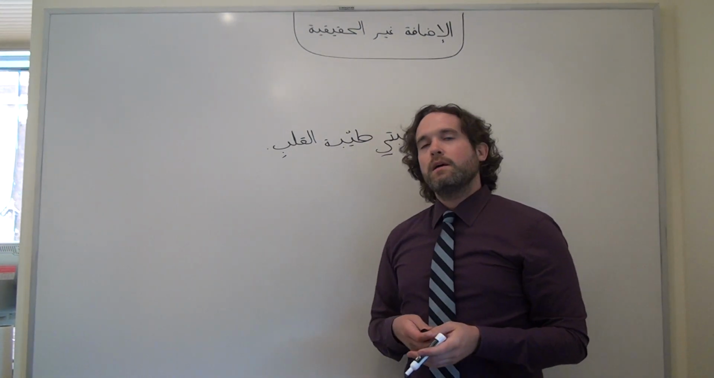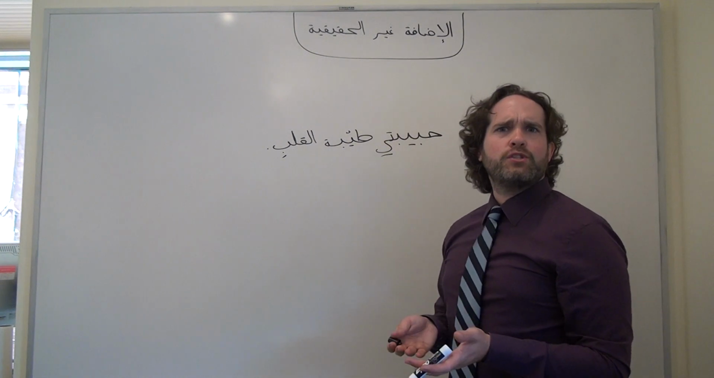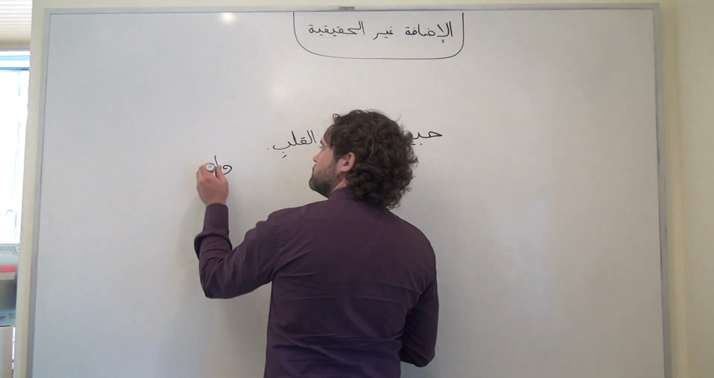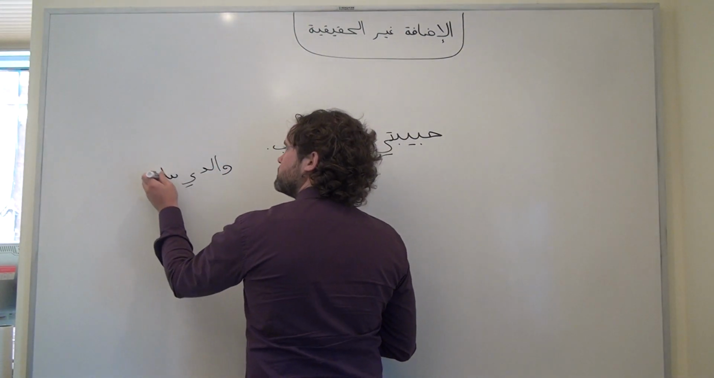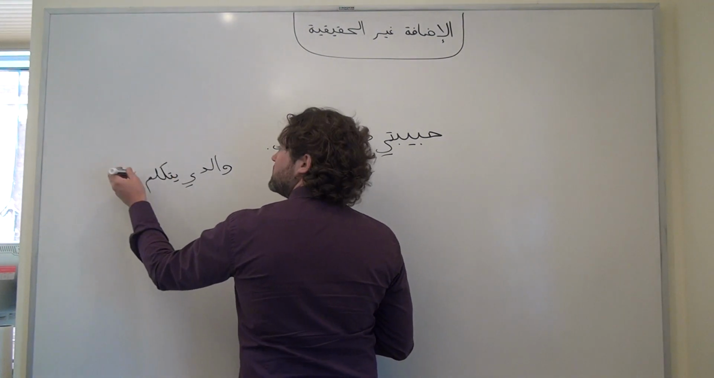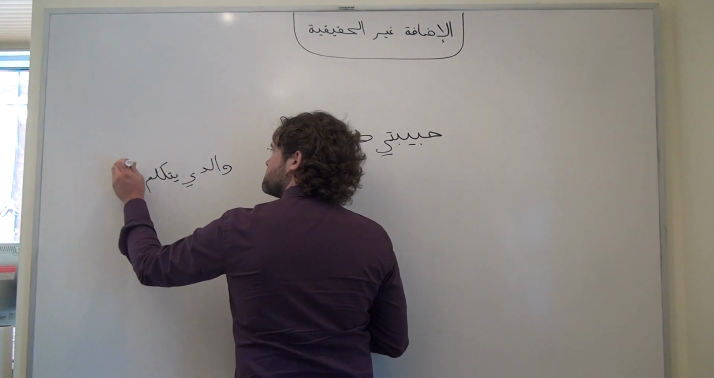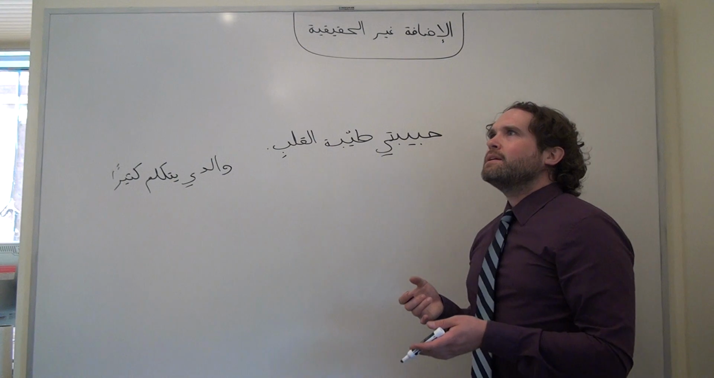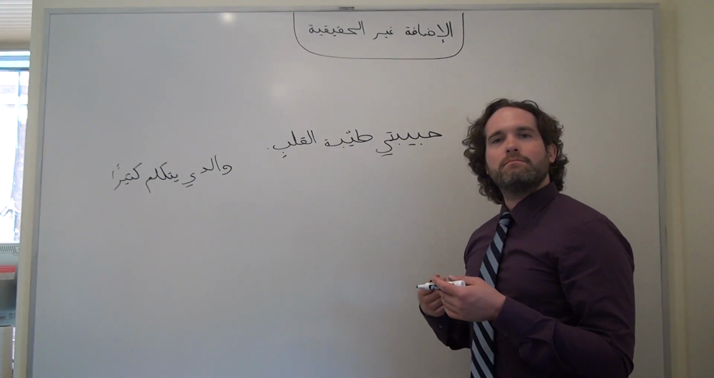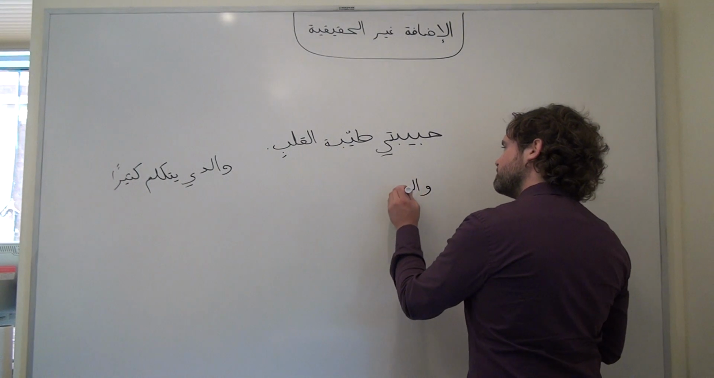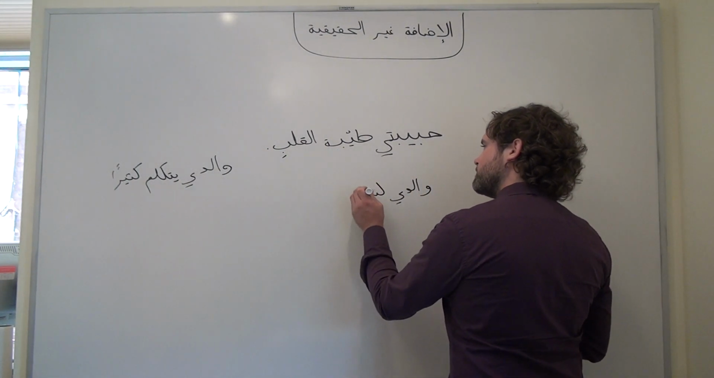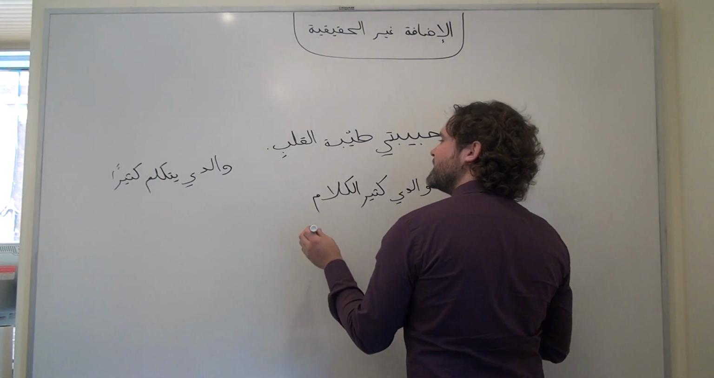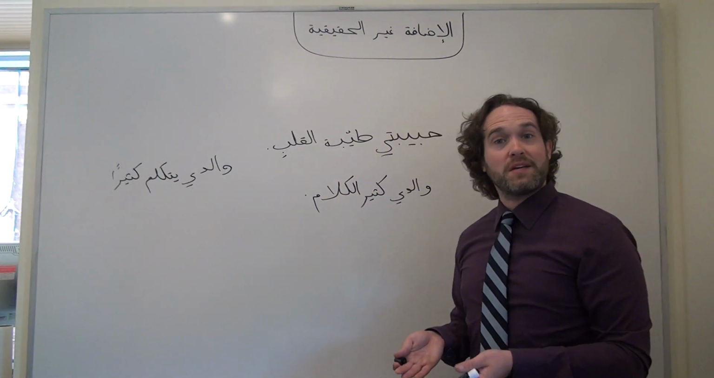Same principles apply. Suppose that we wanted to say something like, my dad talks a lot, my father talks a lot. We could just say والدي يتكلم كثيرا, using a conjugated verb. There wouldn't be anything wrong with that, but we could also say something like, my father is much of speech. كثير الكلام. A slightly fancier, more interesting way of expressing the same idea.